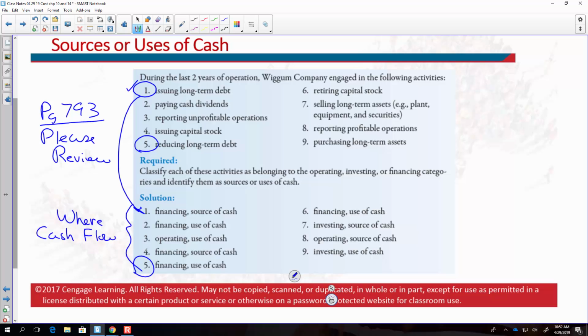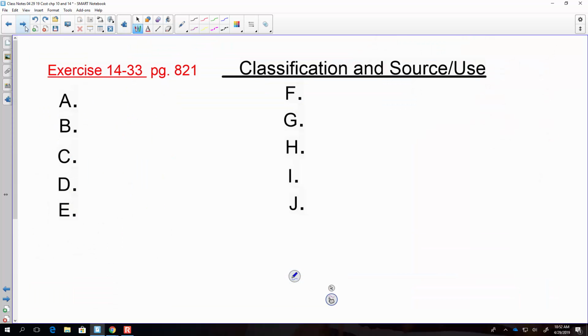So I did hand out those templates for the cash flow statement. Did I have any of you in accounting too? No? Okay. It's the same template that I use in accounting too for cash flow. So please review this page. It's a good one for the test.